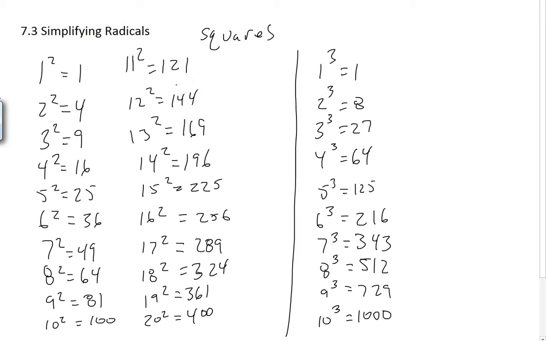The benefit of having them is that you'll know what the perfect squares are and what their square roots are, meaning the square root of 144 is just 12, the square root of 196 is 14, the square root of 324 is 18. So it'll be helpful to have your list of squares and also your list of cubes, especially cubes. People struggle a little bit more with cubes.